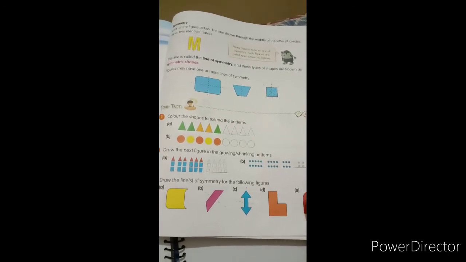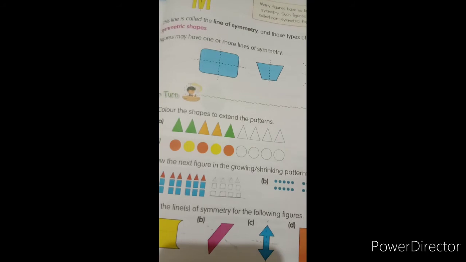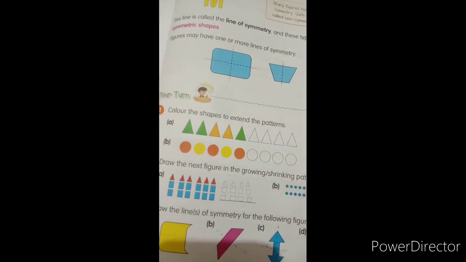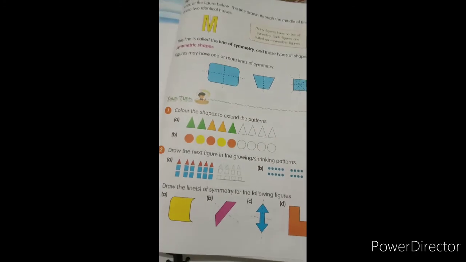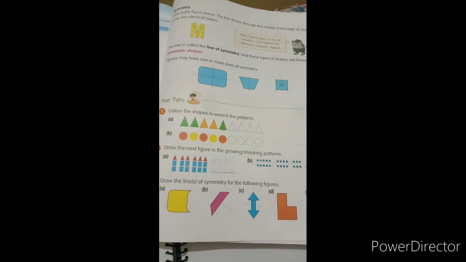So please complete your work, this is your turn part, and fill these triangles and these circles with colors. Make these squares and triangles with colors, and draw these patterns. I hope you understood this.